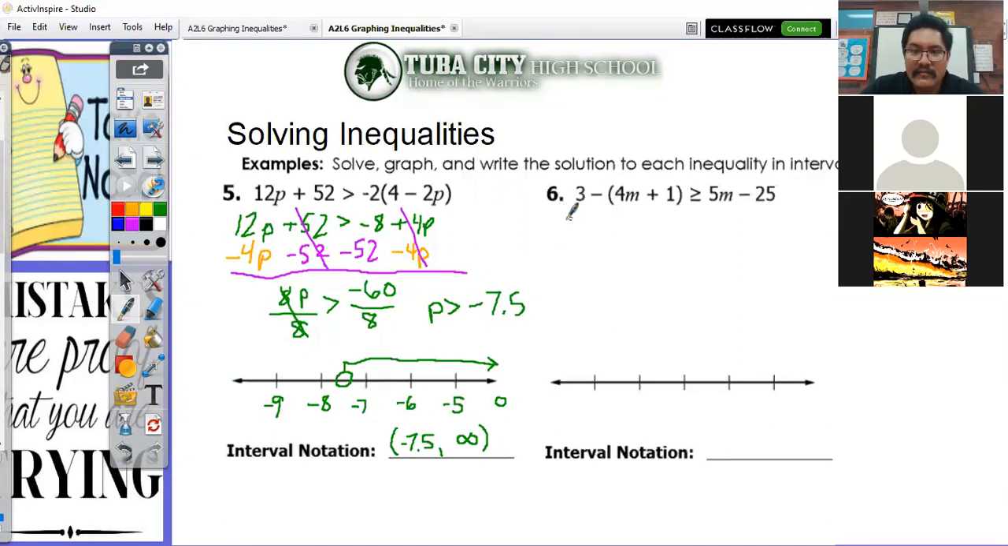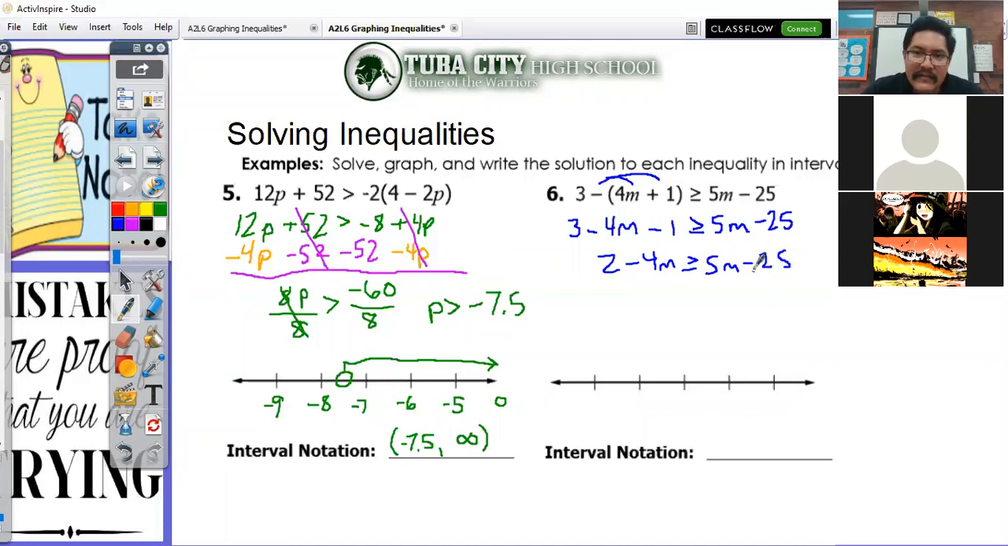Let's go ahead and move on to number 6. So make sure you distribute your negative. All right, because again, this one is always gonna make you remember that. So I gotta reverse the sign of both of these things on the inside. 5 minus 25. There we go. We got rid of our parenthesis. Let's go ahead and combine like terms. So 3 minus 1 is 2. Minus 4m is greater than 5m minus 25.